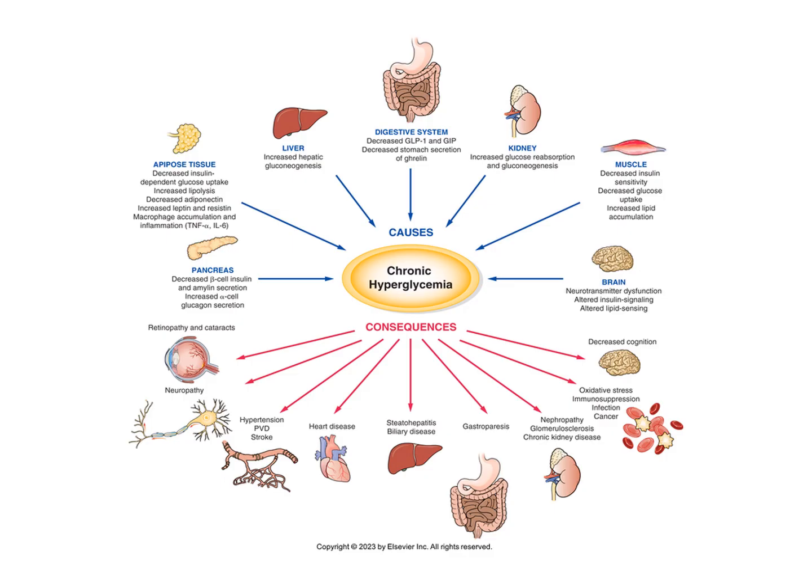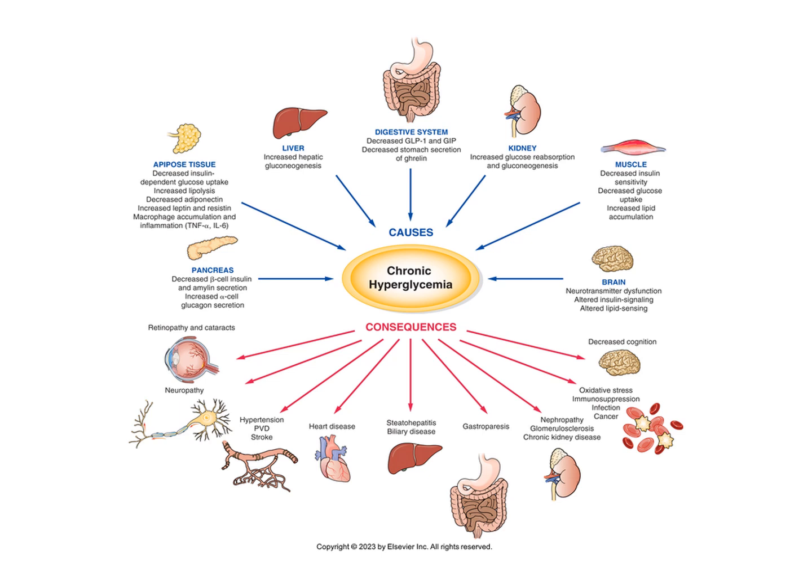This diagram provides a comprehensive view of the systemic impact of chronic hyperglycemia, the hallmark of uncontrolled diabetes. On the top half, we see the causes, including insulin resistance, impaired insulin secretion, and metabolic dysfunction across multiple organs. In the pancreas, beta cells fail to release sufficient insulin. In muscle and adipose tissue, insulin resistance reduces glucose uptake. The liver and kidney contribute by increasing glucose production and reabsorption.